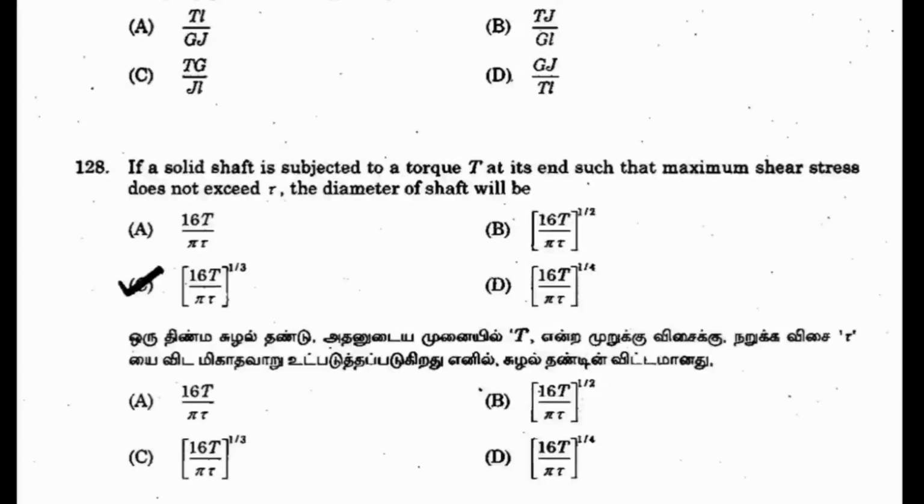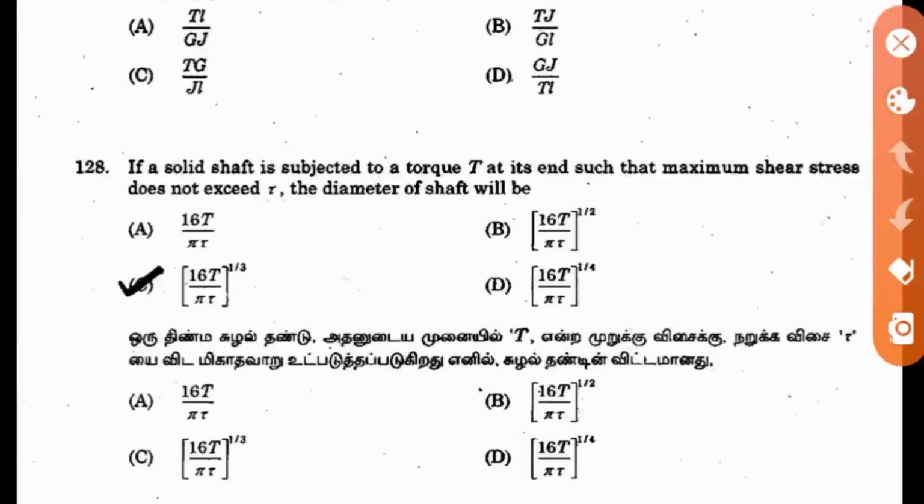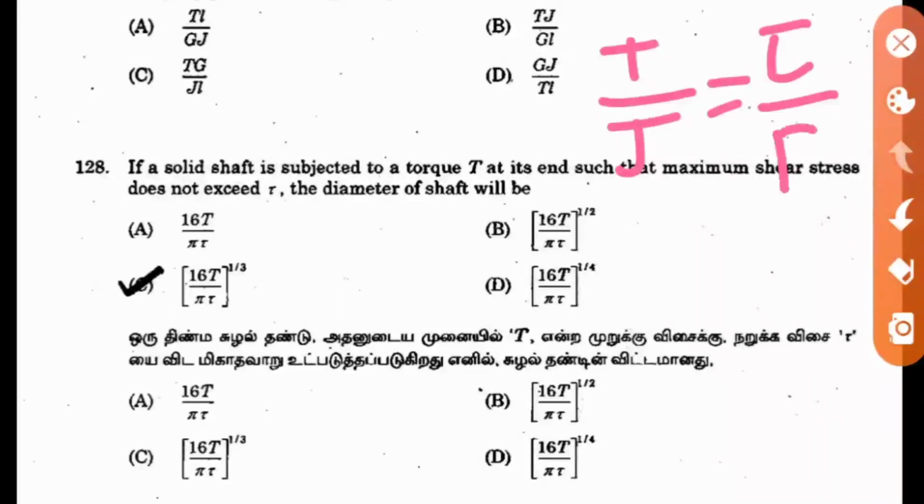So how are they deriving this? We have the relation T by J is equal to C theta by L is equal to tau by R. So here they have taken the first and third relations. When you write that, T by J will be equal to tau by R. So here T is equal to tau into J by R. So what is J by R? It's the torsional section modulus, so we denote it as ZP also. That is only J by R. So what is the value of this ZP? We have studied that already. It is pi by 16 d cube.